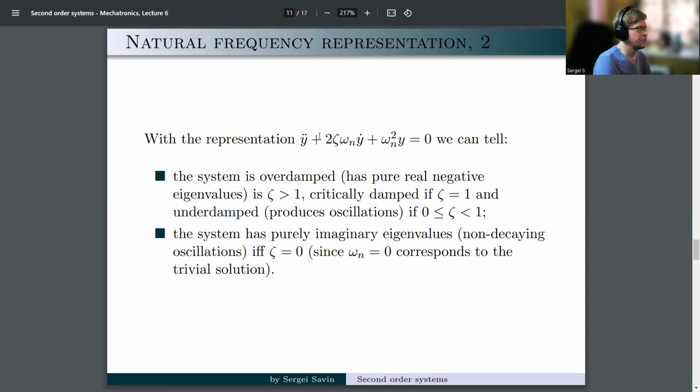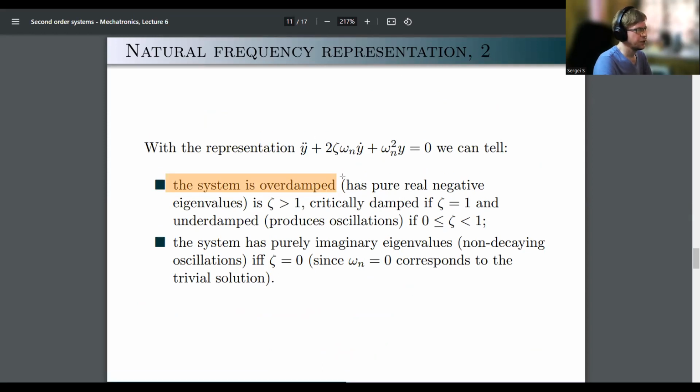Now, with this representation, what we have is basically two scenarios. One scenario is the system can be overdamped, so have pure real negative eigenvalues if zeta is bigger than 1. Critically damped if zeta is equal to 1. And underdamped if zeta is between 0 and 1. So let's go back and understand what this is.